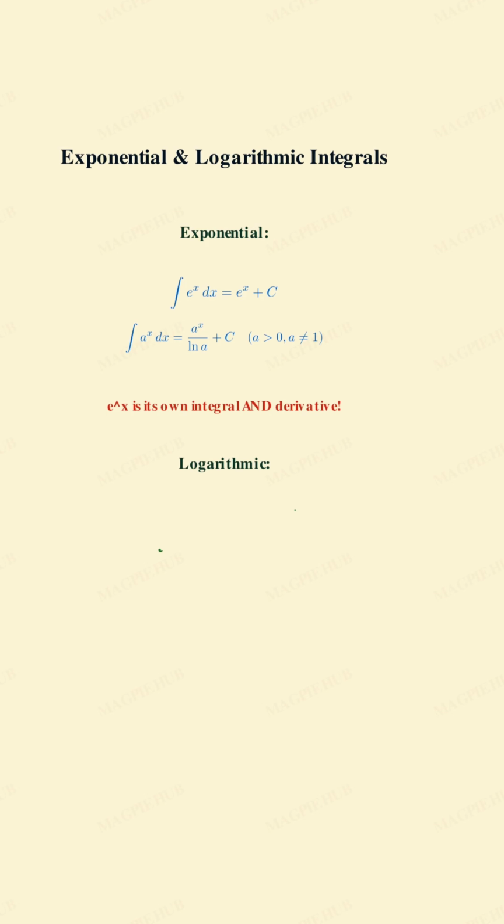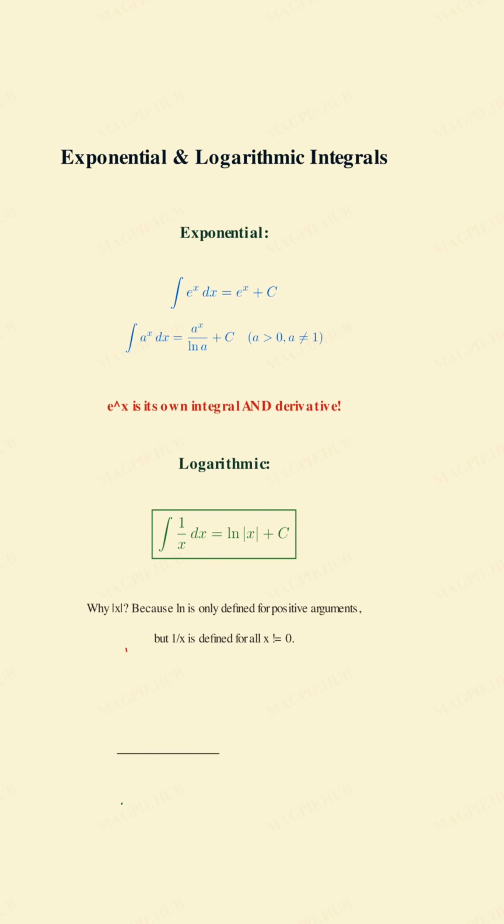For a general base, the integral of a to the x is a to the x divided by natural log of a plus c. Logarithmic: the integral of 1 over x dx is natural log of absolute x plus c. Why absolute value? Because natural log is only defined for positive numbers, but 1 over x exists for all x not equal to 0. The absolute value handles the negative x values.